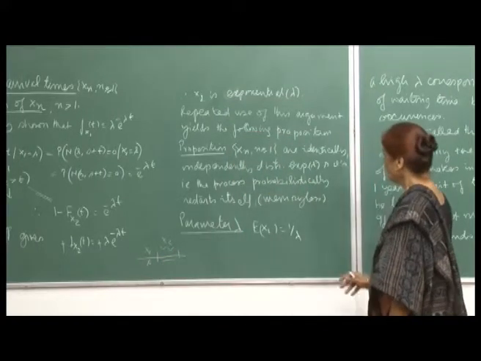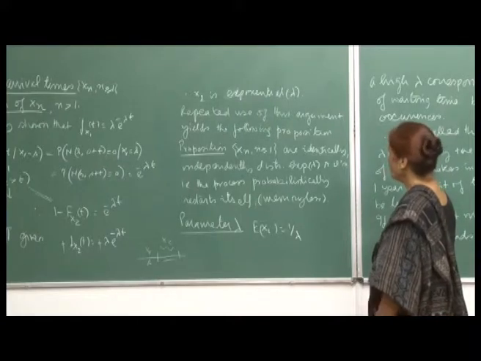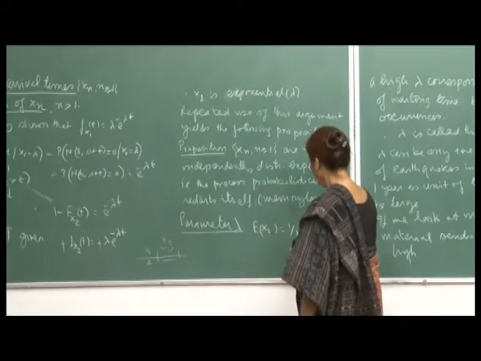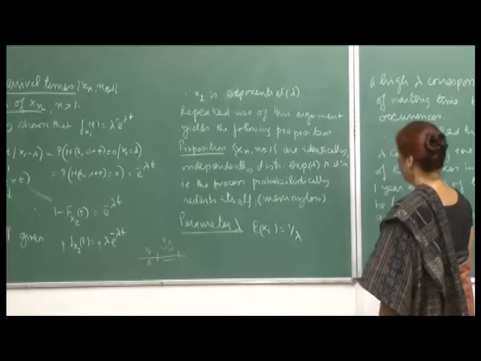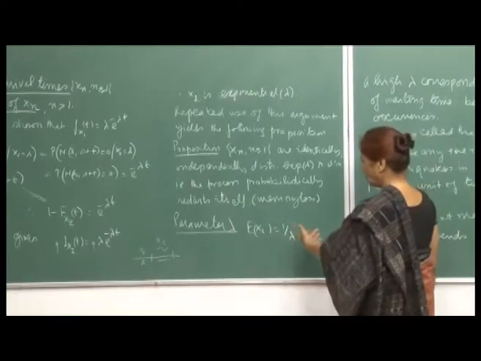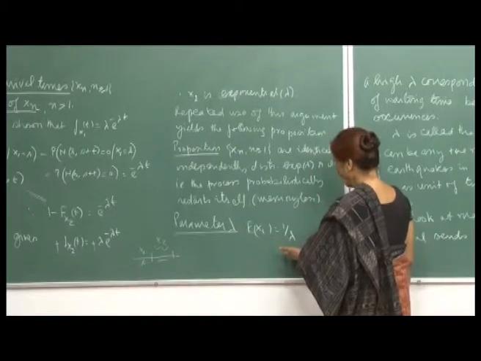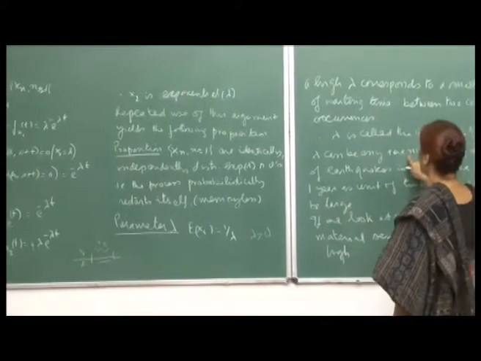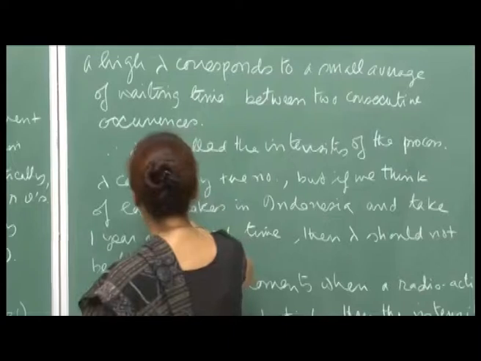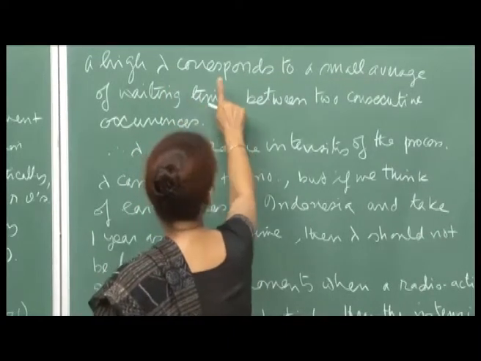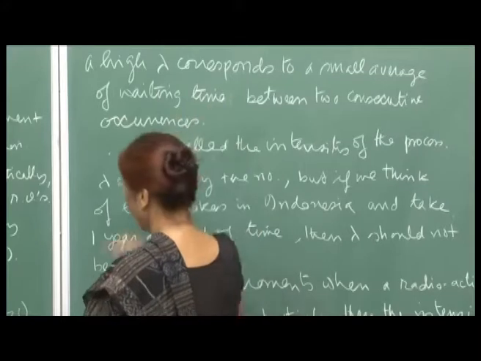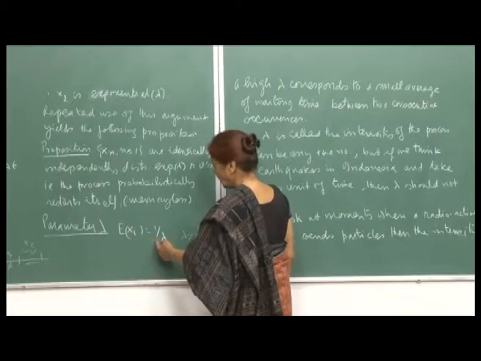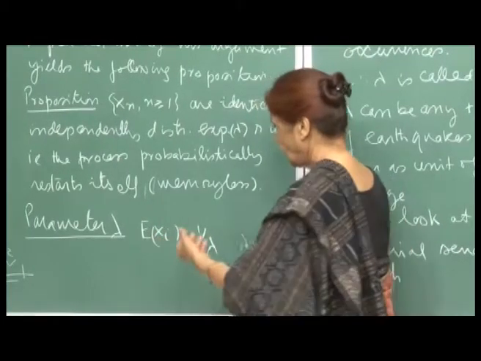Now, just a word about the parameter lambda. Because this is exponential lambda, the expectation of x i will be 1 upon lambda. The theory about the exponential distribution does not say anything about lambda as long as lambda is greater than 0, so lambda can be any positive number. A high lambda corresponds to a small average waiting time. If lambda is large, then 1 upon lambda, which is the expected value, is small, and this is the average of the inter-arrival times.